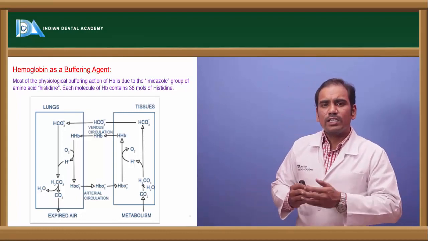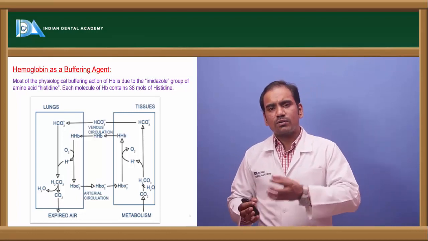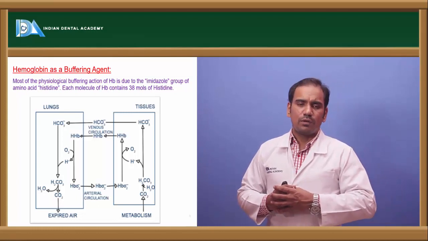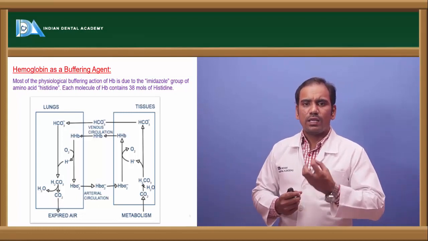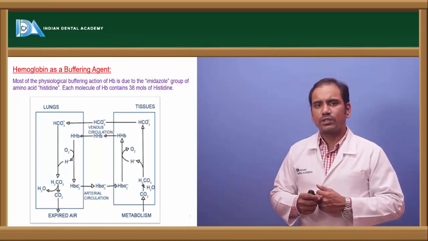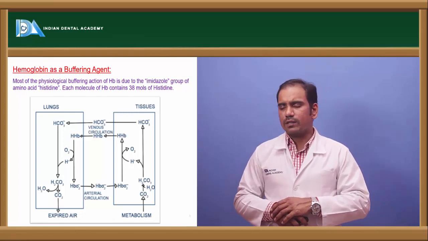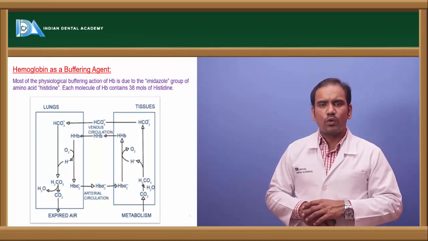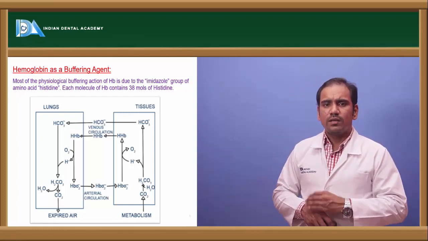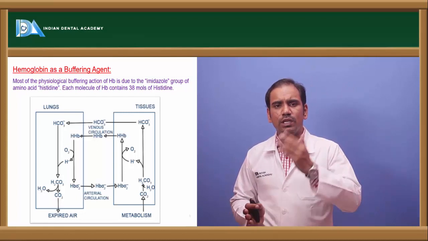Right? In addition to that, while it is transporting the carbon dioxide, it is also responsible for the conservation of the bicarbonate. So alkali reserve is maintained by hemoglobin. These two are the important functions of hemoglobin in maintaining the acid-base balance. Now coming to how hemoglobin acts as a buffer. As I told you, it transports the carbon dioxide from tissues to the lungs.